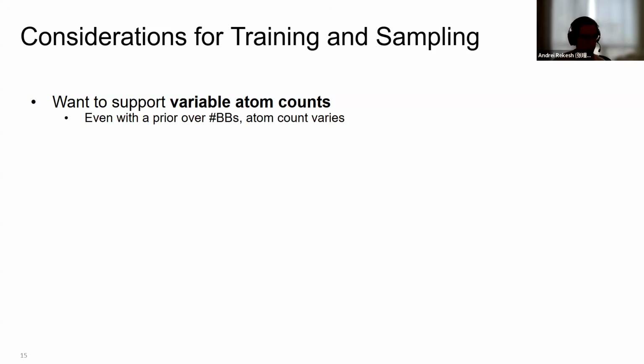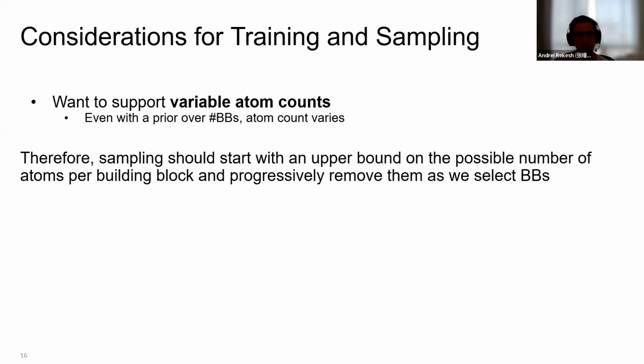I think we want it to be a little bit more ambitious and say, okay, if we instead specify the number of building blocks, can we remain flexible to the number of atoms in each building block as we go forward, just to allow the model a little bit of flexibility downstream in terms of conditional generation or fragment in painting. So even with a prior over the number of building blocks, the atom count would vary.